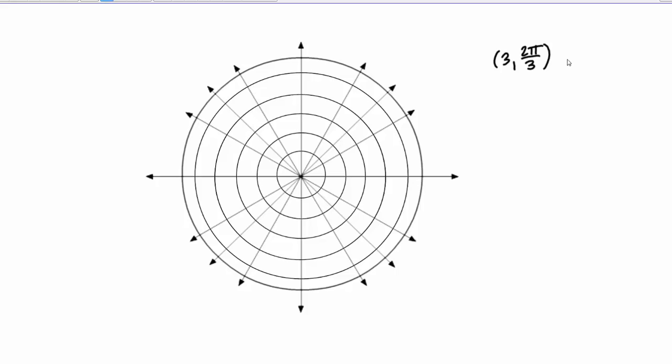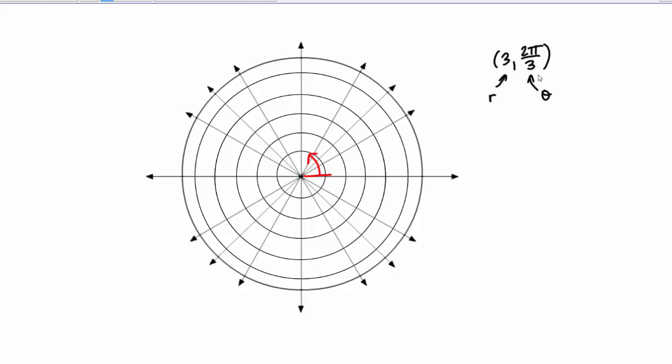Now remember, when you're looking at a point in polar coordinates, the first coordinate represents the r, or the radius value. That is how far away you are from the pole along a radial line. And then the second value represents theta, which is your angle from this polar axis here, going clockwise if theta is positive. So let's start with our angle.